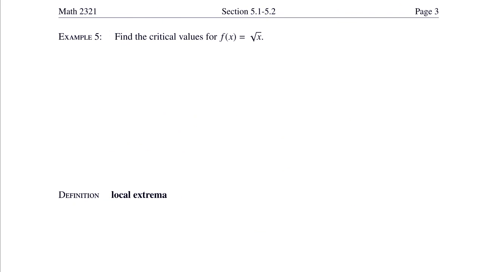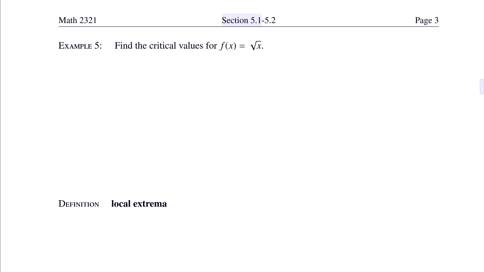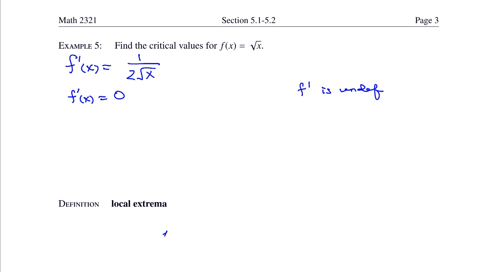Example 5. Find the critical values of f of x equals the square root of x. So we'll start by taking the derivative. What is the derivative of the square root function? 1 over 2 square roots of x. So we need to do the two pieces here. We need to take the derivative and set it equal to 0, and we need to take the derivative and find where it is undefined. Okay, so we'll do these in two pieces.